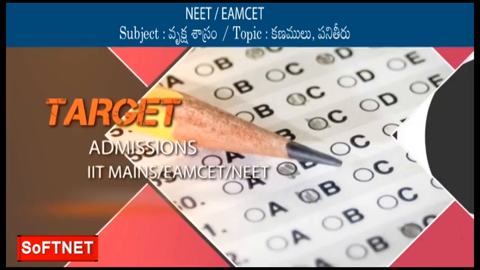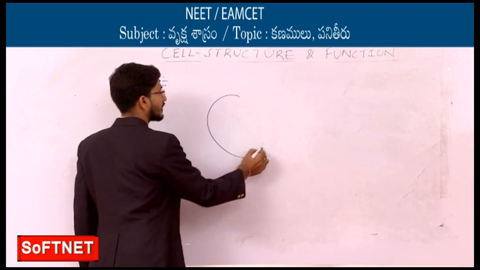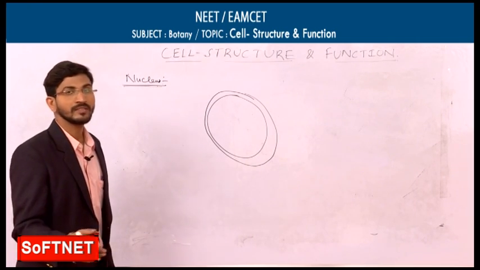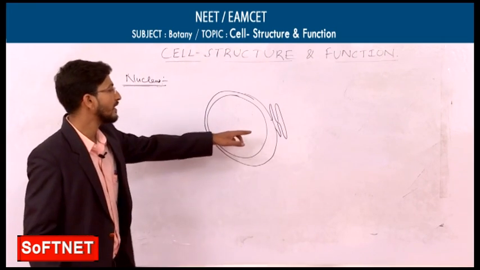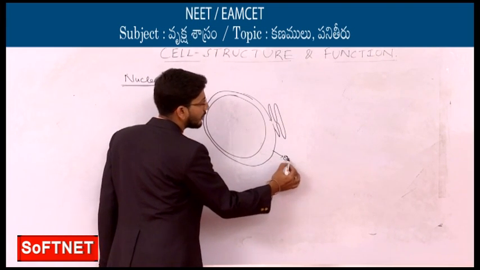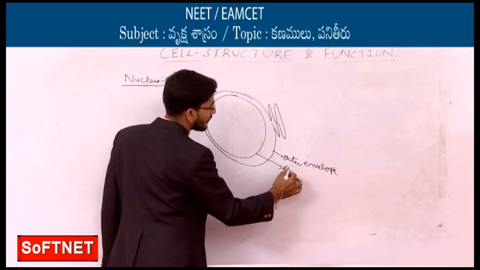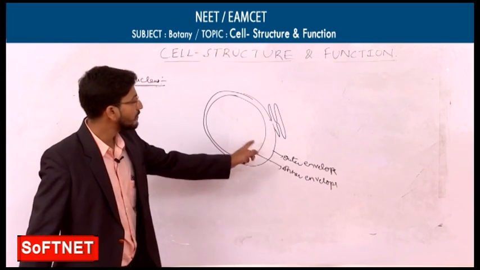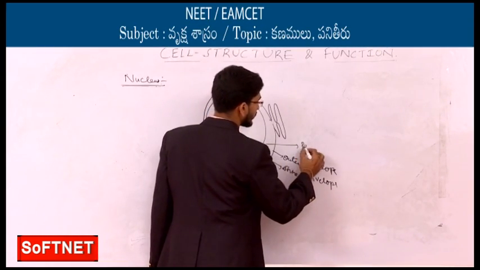So next, coming to the structure of the nucleus. If you observe the structure, it generally contains two envelopes. As I told you, the outer envelope is continuous with the endoplasmic reticulum, isn't it? So this is known as the outer envelope. This is known as the inner envelope. The space between the outer and inner envelope is known as the perinuclear space.